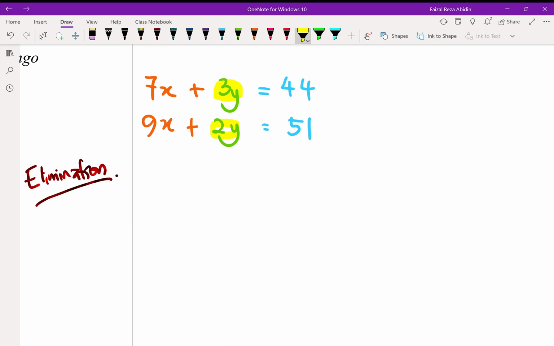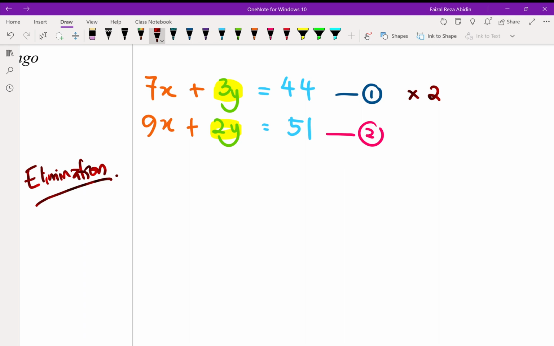Okay, if you are going to eliminate Y here, you must make it into the same number there. So how to get the same number? 3 and 2 there, right? So what is the number? It's going to be 6, isn't it? So this first equation, and this is going to be the second equation, right? The first equation, you are going to times by 2.